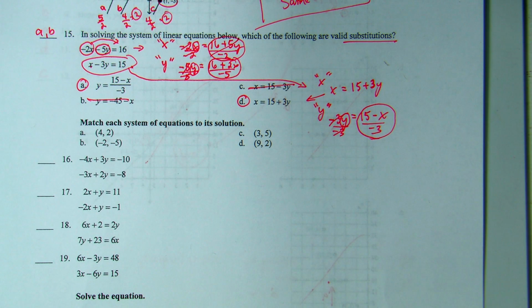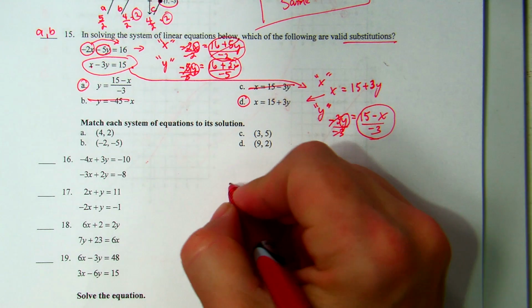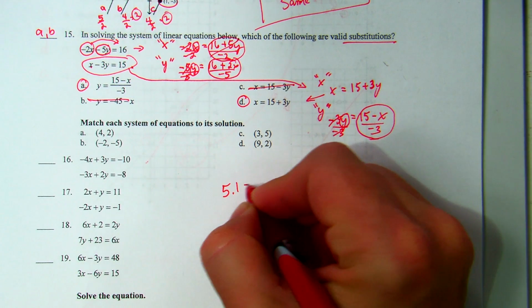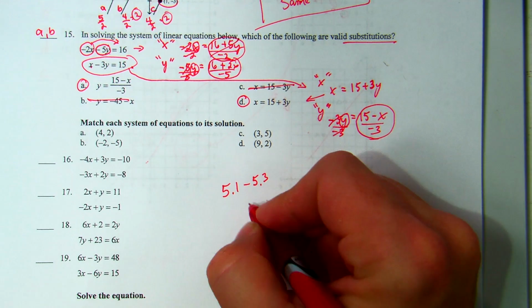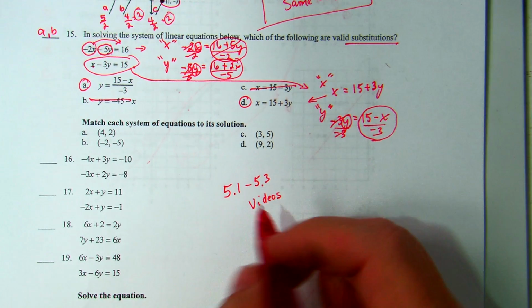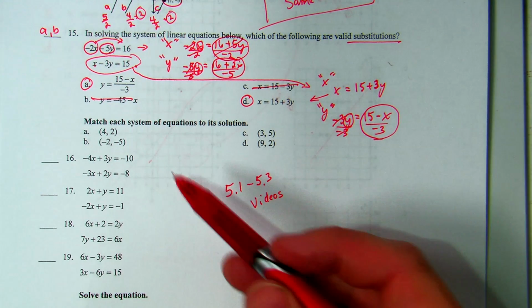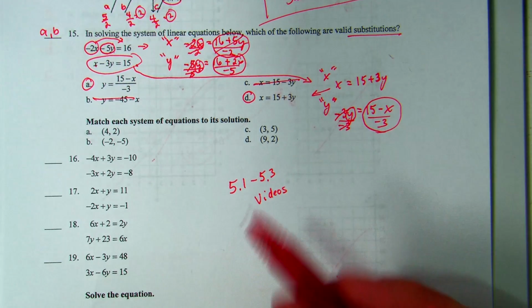All right, 16 through 19. I'm not going to work through this one. This is really, really easy. This was in the first section for 5.1. If you want to go watch this, it's going to be the 5.1 through 5.3 videos. And this was actually probably the easiest thing to do.